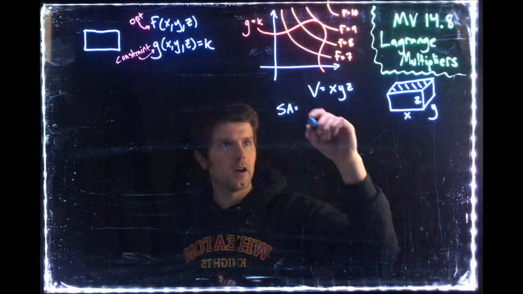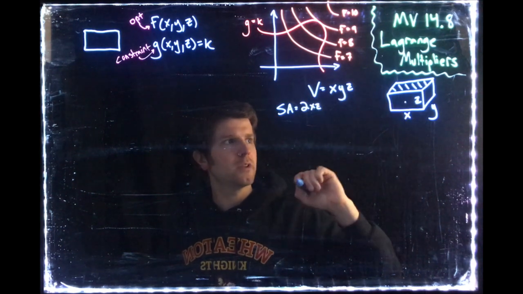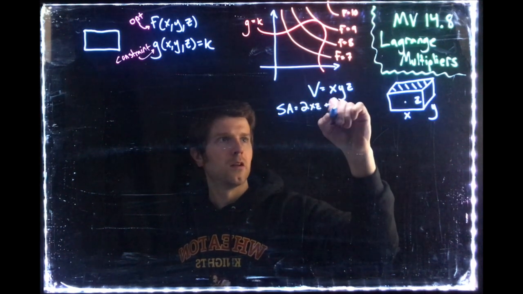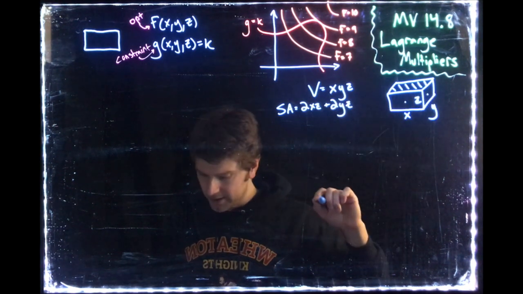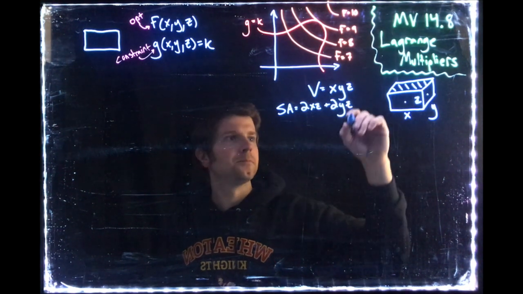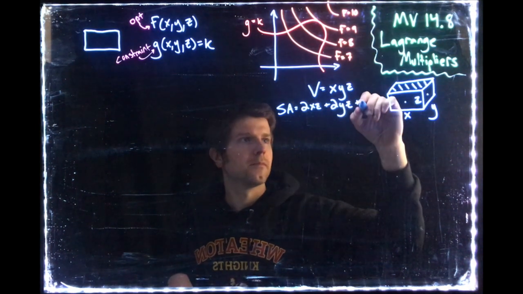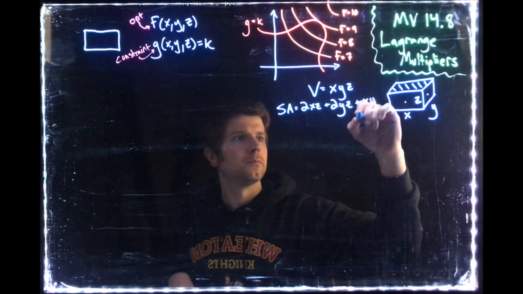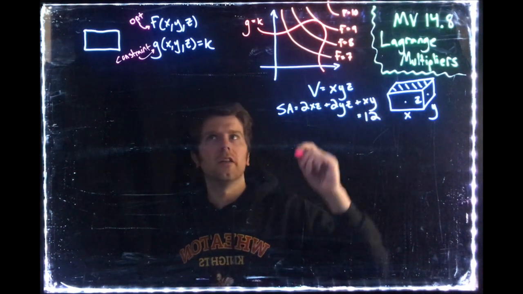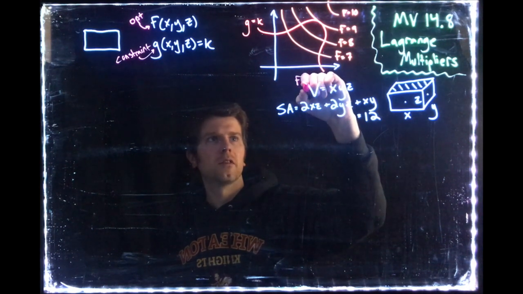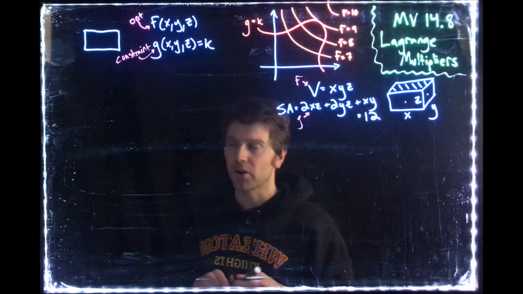So in this case, what would our surface area function be? Well, we've got 2xz, because we've got two of these sides, plus 2yz, we've got two of these sides. And like I said, the top is open, so we just have a single xy here. And that function is going to be equal to 12. In this case, then, this is our f, and this is our g, our constraint.